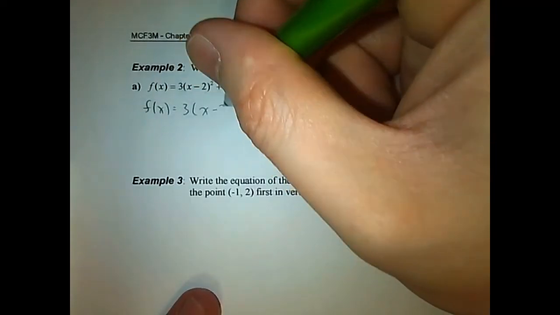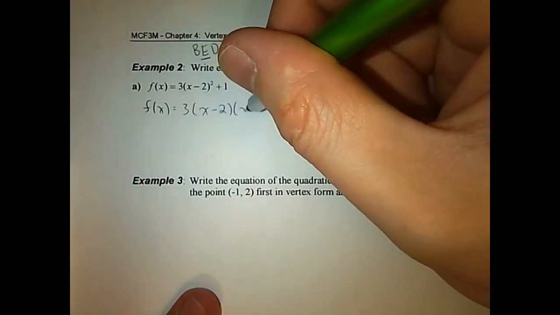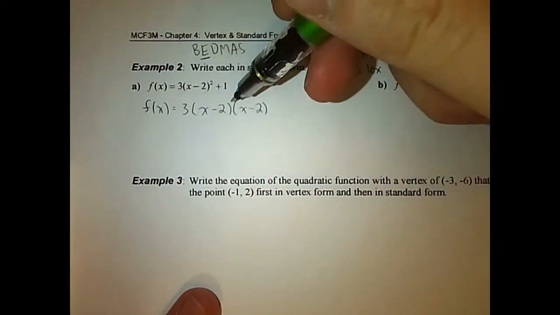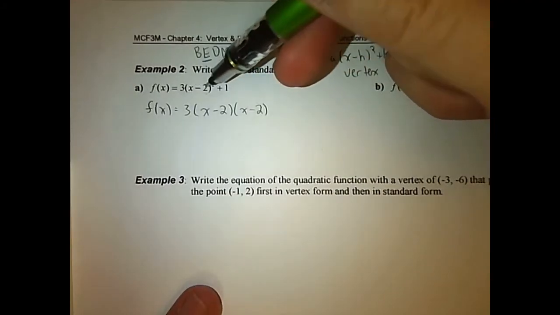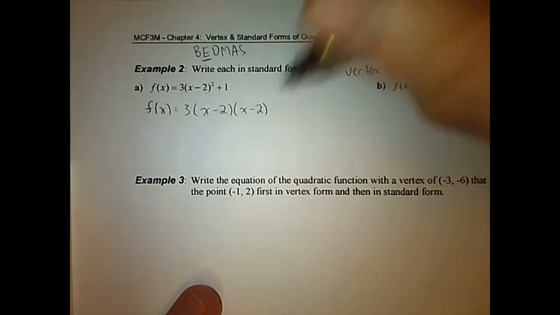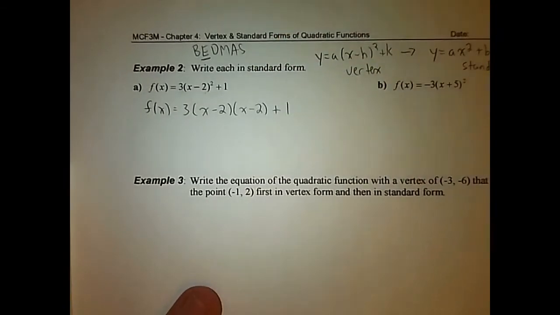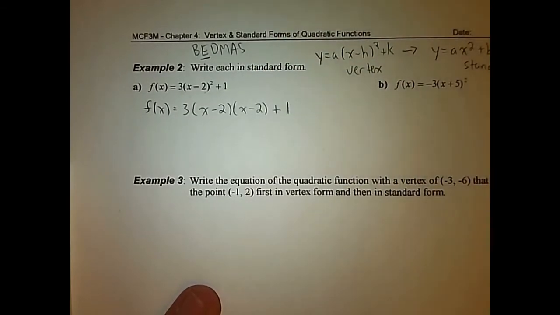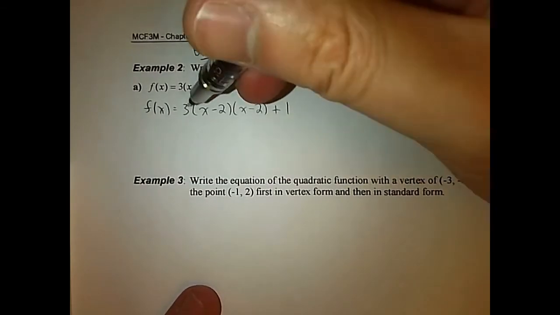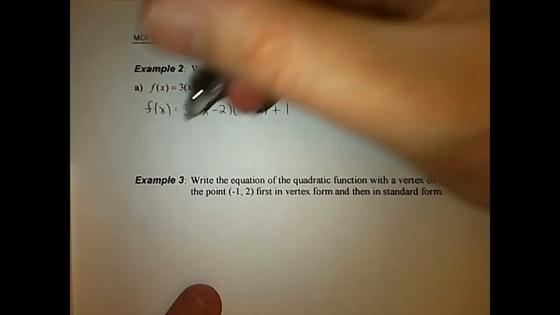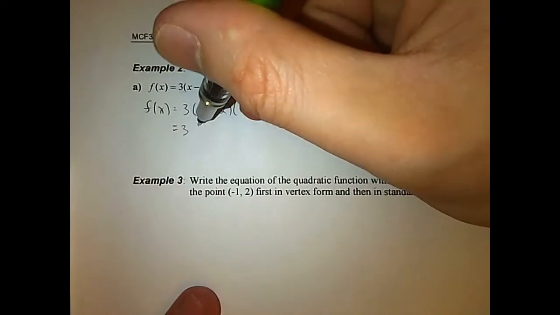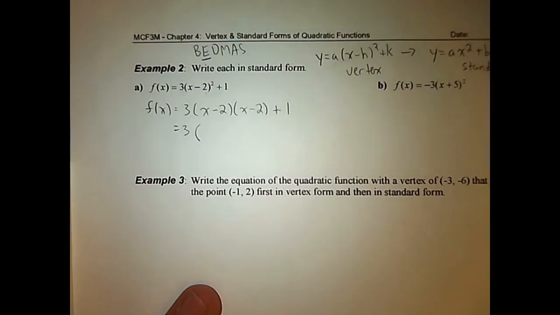So I'm just going to rewrite this out. What does this mean? Well, it's got to be the thing in the brackets multiplied by itself twice. So x minus 2 squared is x minus 2 times x minus 2 plus 1. Now we could do it two different ways. I could multiply this in, but I'm just going to start foiling this. I'm going to leave the 3 on the outside, and then I'll worry about the 3 at the end.